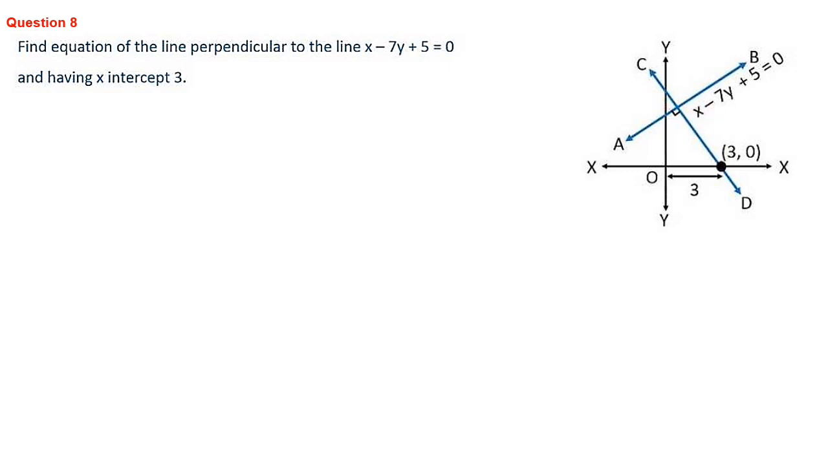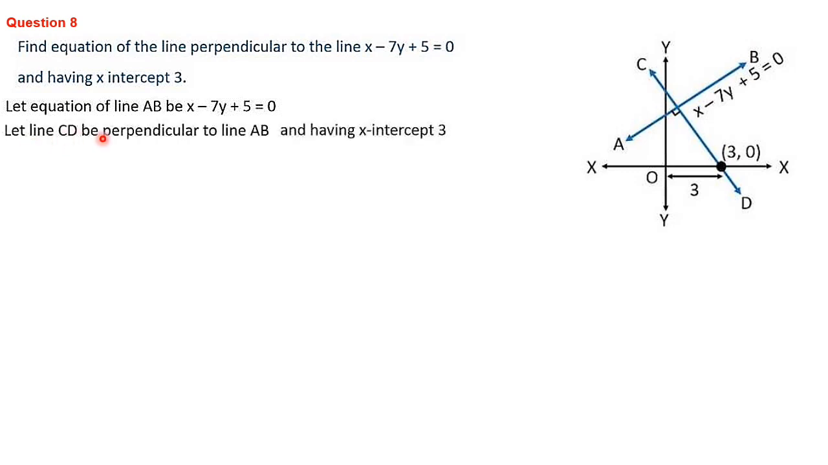Product of the slopes is minus 1, so by using that statement we can find out the slope of the line CD. First of all we have to find out the slope of the line AB. Then the relation between slope of line AB and slope of line CD is that their product is minus 1, because they are perpendicular. By using that we will find out the slope of CD. So the equation of the line AB, x minus 7y plus 5 is equal to 0, that we have taken. Then line CD is perpendicular to the line AB and has x-intercept 3, that is the given condition.